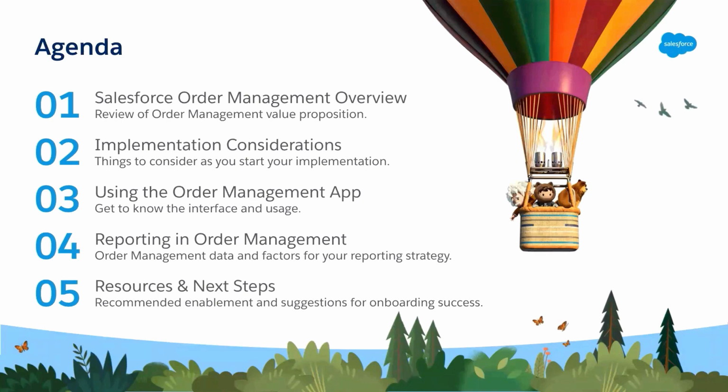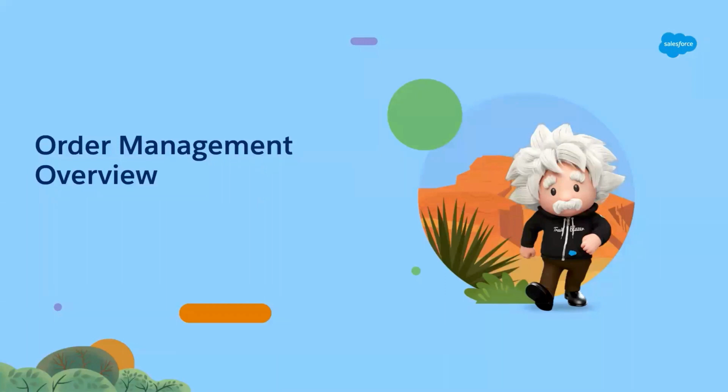With that, here we have an agenda for what areas we'll be covering in this video. First, I'll start with an overview of Salesforce Order Management and the value that it provides to your business. Next, we'll talk about some important considerations you should make as you plan your order management implementation. Then we'll take a look at some demos of navigating the order management app and performing some common actions on an order record. And from there, we'll discuss how to plan and create reporting in order management. And then we'll finish with some recommendations and resources for your continued learning. Let's go ahead and jump in here with an overview of Salesforce Order Management.